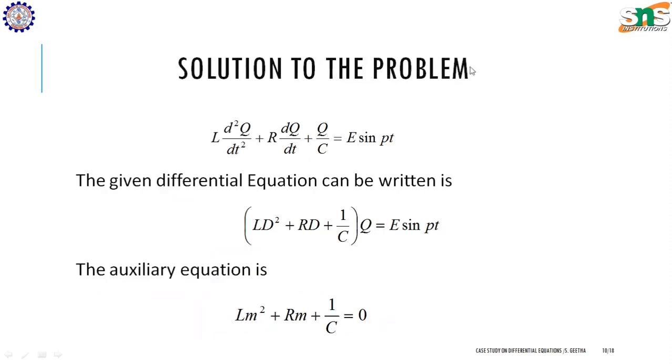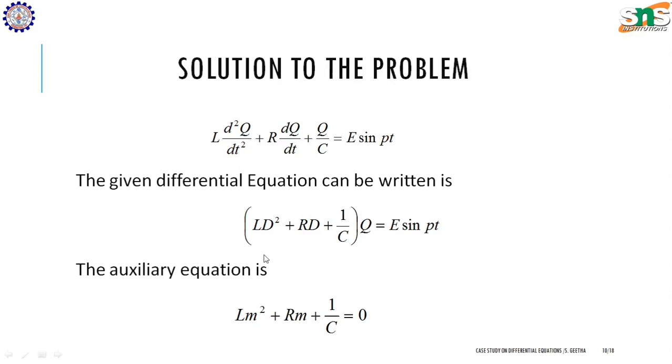Next, solution to the problem. The given differential equation is L d²q/dt² + r dq/dt + q/c = e sin pt. Here we are supposed to find the current I value. For that, by solving this differential equation we get the q value. Differentiating q with respect to t gives the current I. So the above equation can be written as (L D² + r D + 1/c) q = e sin pt.